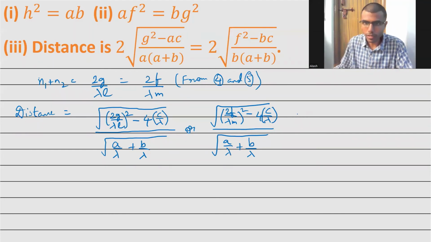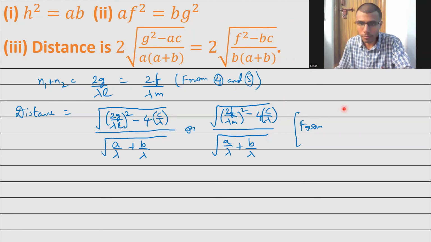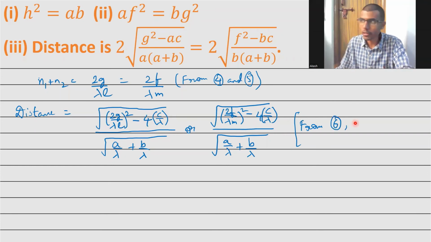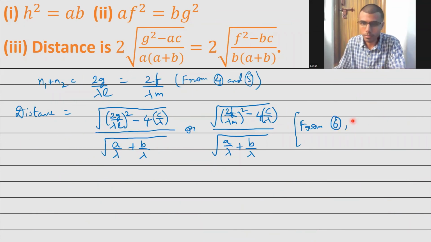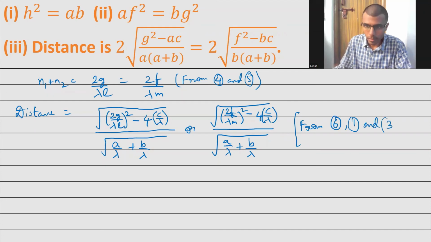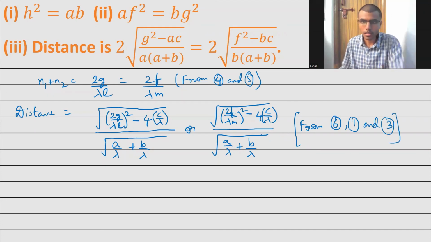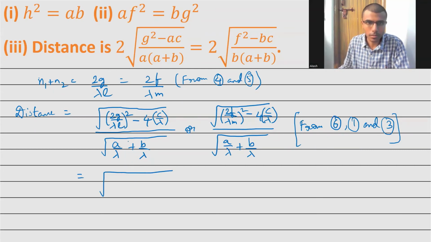Now you need to give reference to what all you used. What was the first thing we used? We used n1 n2, so that is from 6, and what else had we used? 1 and 3. So from 6 comma 1 and 3. This is what I have with me now. Stay with me, I'll simplify. It's easy from here, it's not that difficult.